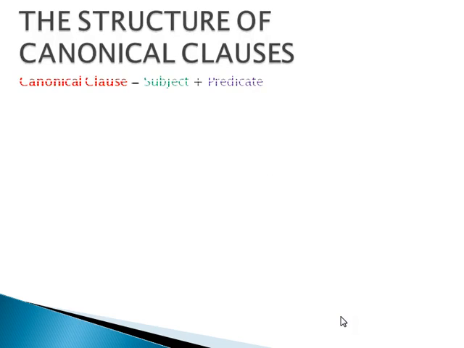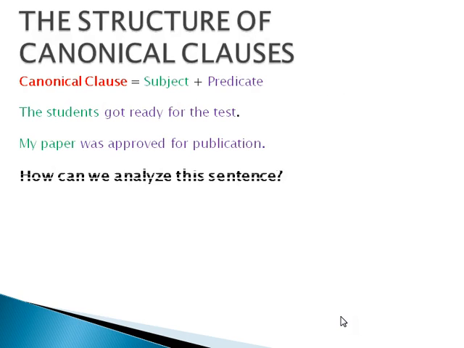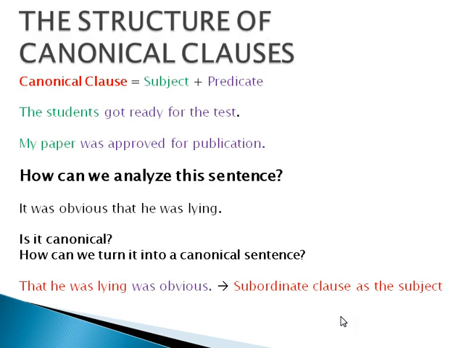Now, as we saw, yeah, we have the structure of canonical clauses that tell us that subject and predicate must be there. Okay? Like in the students got ready for the test. The students, what kind of a phrase is it? Necessarily, it is a noun phrase. Got ready for the test is what we normally call the predicate. Now, let's try to analyze this into a smaller phrase. Test. How can I go back and do this? What's the first phrase from the end to the beginning? What's the first phrase I can find?